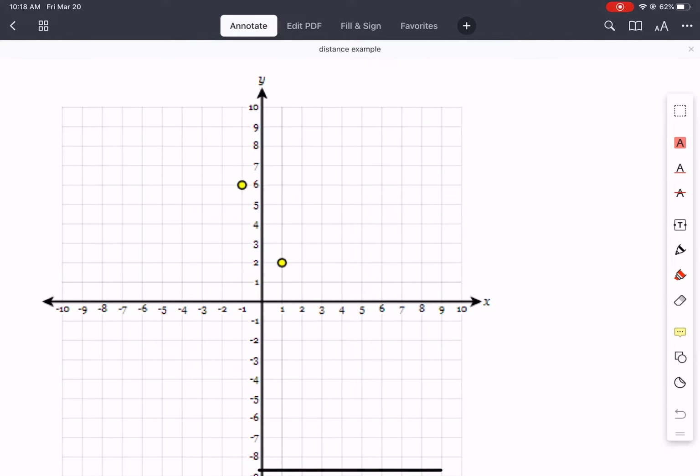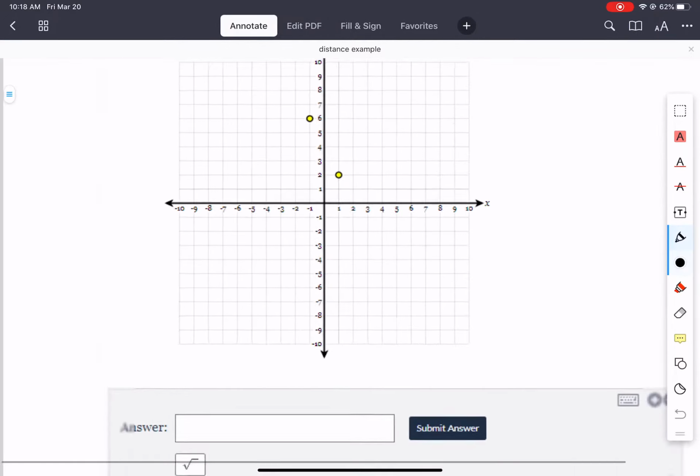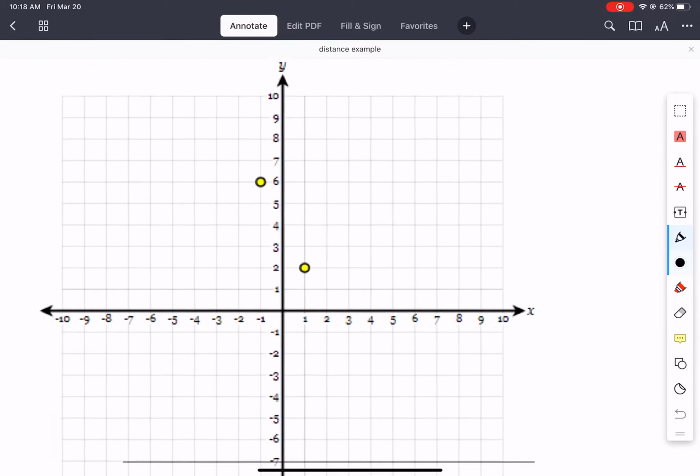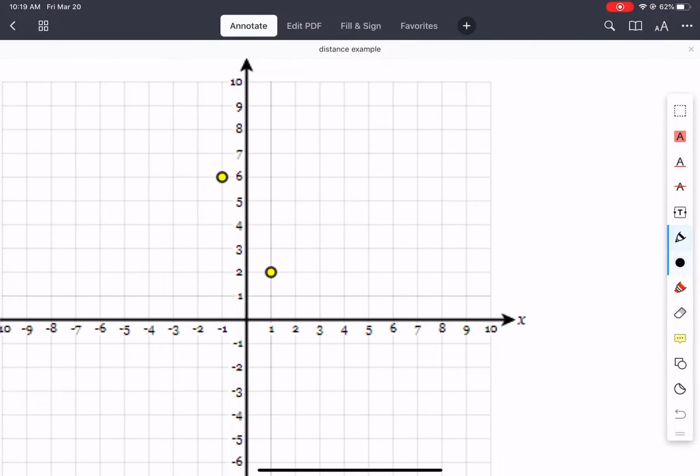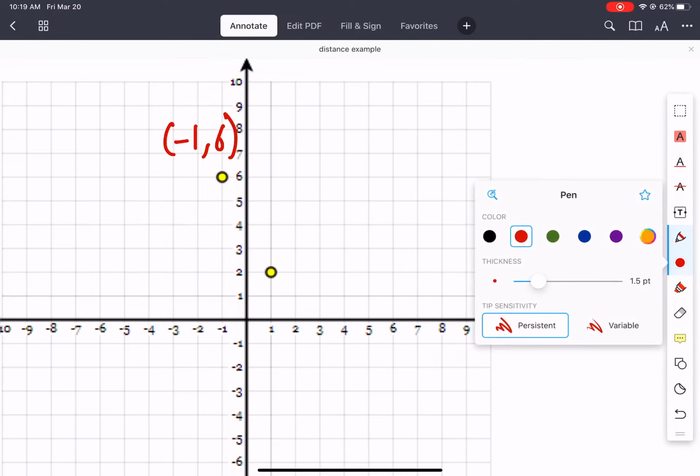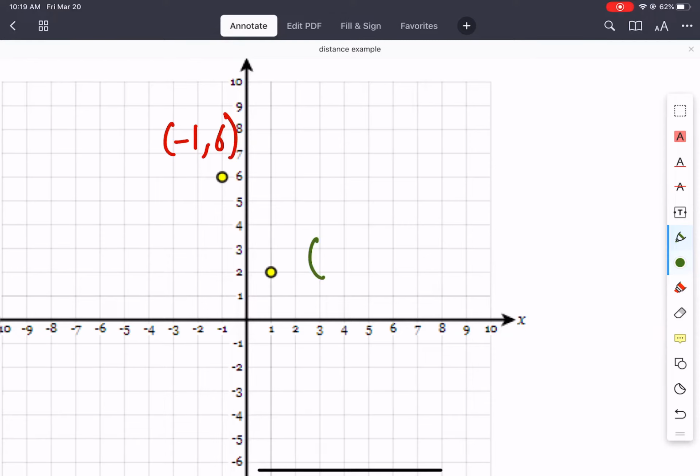I decided that a second example might be helpful. So I've got this screenshot made from the website. We've got 2 points. The first point is at -1, 6. Second point is at +1, 2.